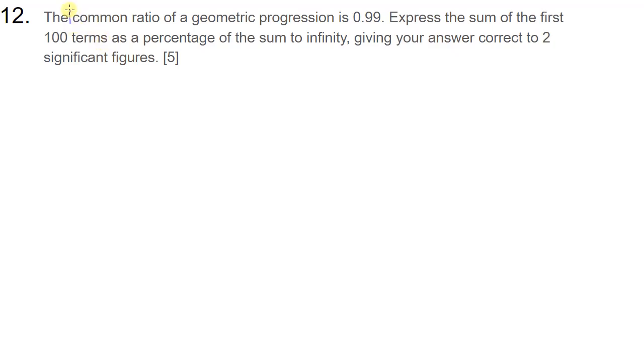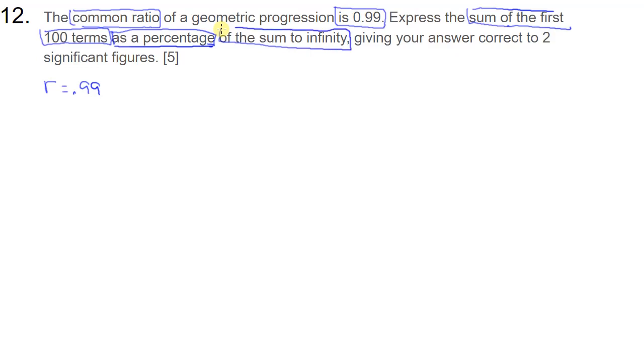Okay, so we've got the common ratio of a geometric progression is 0.99. They're handing us that. So that's R. And now we can express the sum of the first 100 terms as a percentage of the sum to infinity, giving your answer to two significant figures. So the sum of the first 100 terms as a percentage of the sum to infinity.